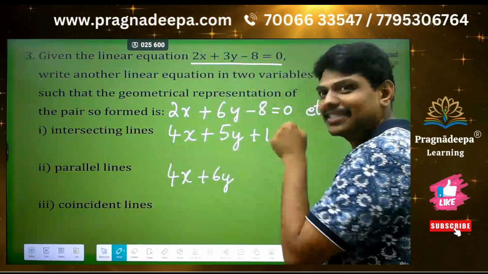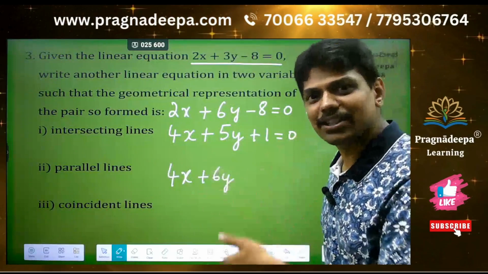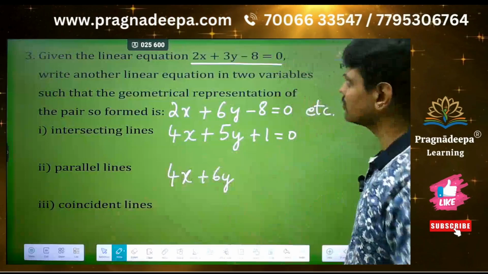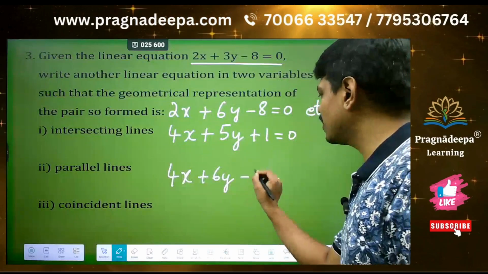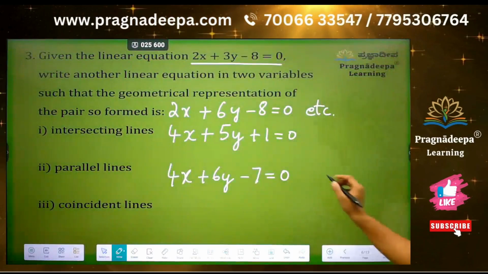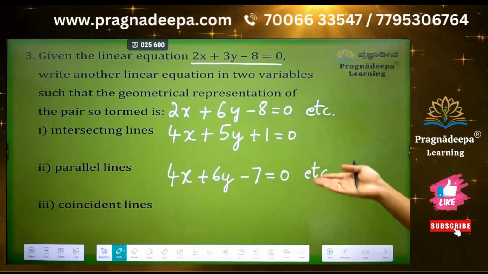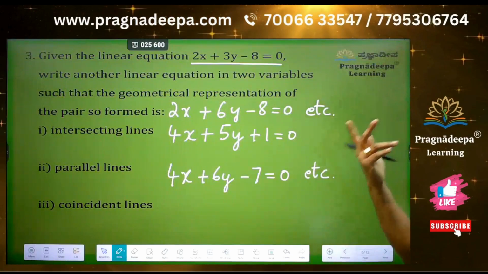I should not write minus 16. Why? If I write minus 16, what happens? C1 by C2 will be equal to B1 by B2. So apart from minus 8, any number you can write. And I'm writing the word etc. Do you understand why I am writing etc.? How many such lines can you design? Infinitely many.